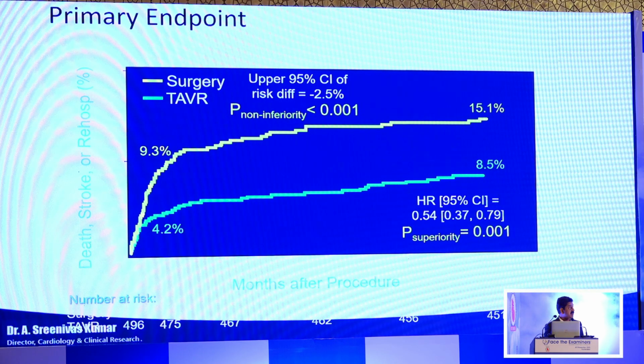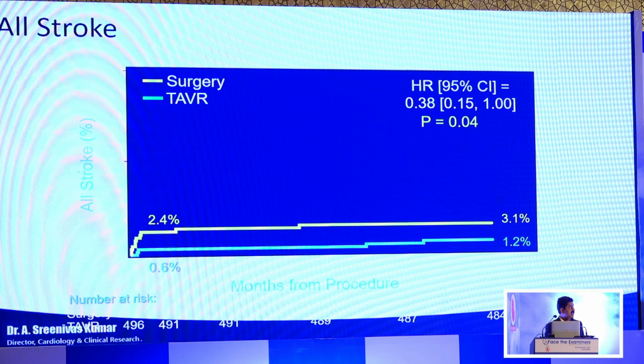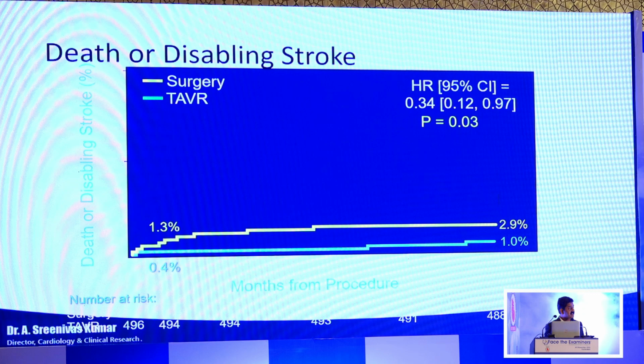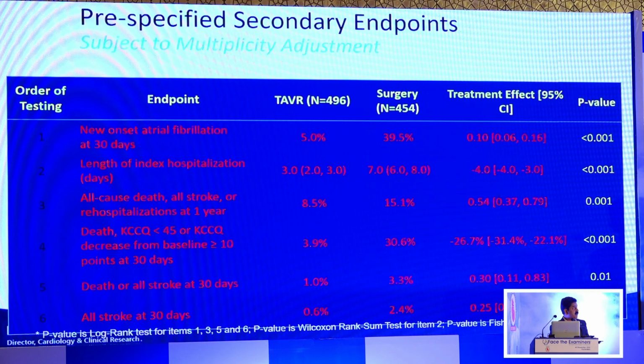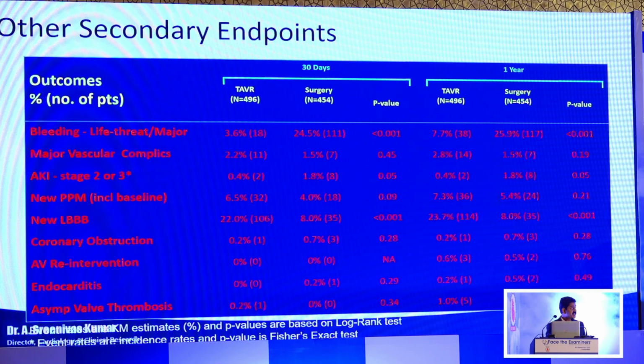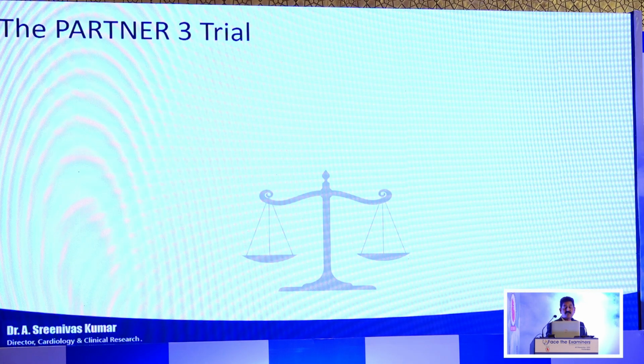If you see the total stroke, rehospitalization, deaths were less. Even the other thing which is dreaded, strokes, also was significantly less. Disabling strokes were less. In any subgroup analysis, in any type of patient, LV dysfunction, NYHA class, and all these age groups, still TAVR performed better. Obviously, some of these secondary endpoints like bleeding, length of hospital stay, which are more common with surgery, TAVR scores over surgery. So in whatever types of complications you see, TAVR had fewer problems.